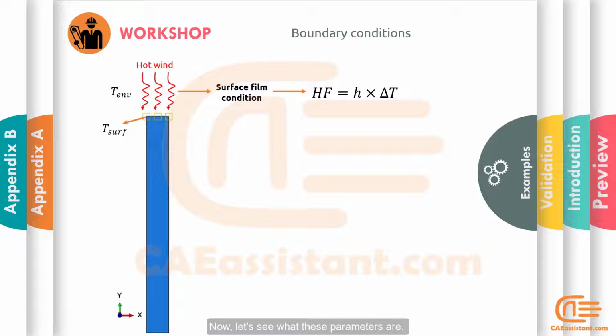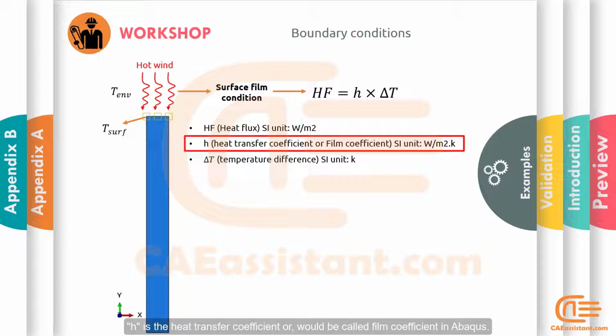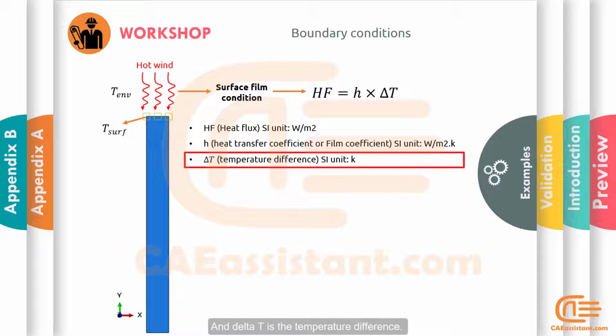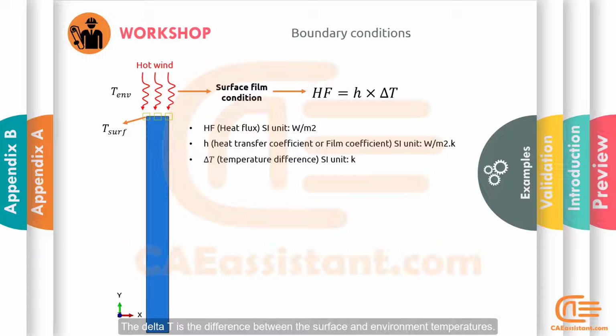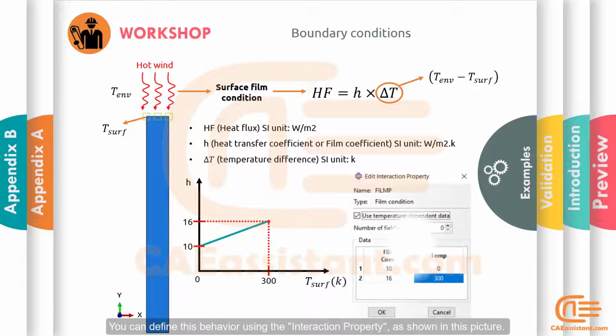Now let's see what these parameters are. HF stands for heat flux and its SI unit is watt per square meter. H is the heat transfer coefficient, which would be called film coefficient in Abaqus. Its SI unit is watt per Kelvin per square meter. And delta T is the temperature difference between the surface and environment temperatures. The film coefficient will not be constant and varies according to this diagram. It's 10 when the surface temperature is 0, and it increases as the surface temperature increases. You can define this behavior using the interaction property as shown in this picture.